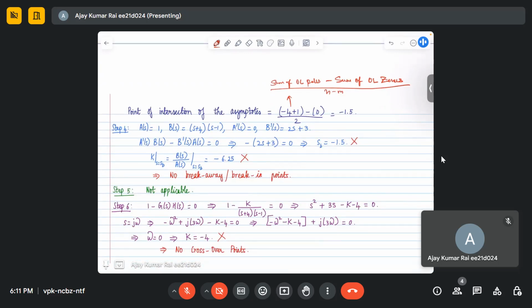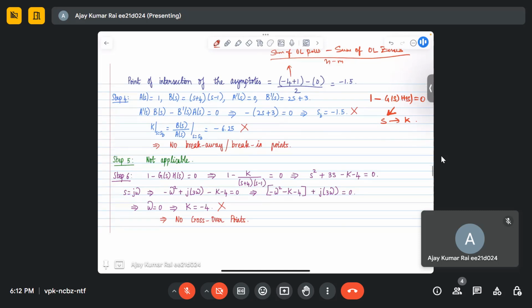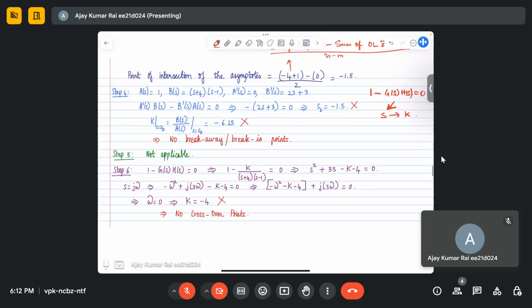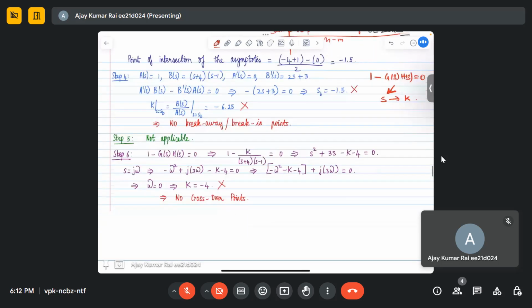So what was step 4? Step 4 was to find the break-in or breakaway point. Okay, now you see, this is positive feedback, right? So now the characteristic equation is 1 minus GsHs equal to 0. Corresponding to this, you have to calculate the value of s and also the value of K. So we'll see in today's tutorial. I think we have one question. So we'll see what the change is.